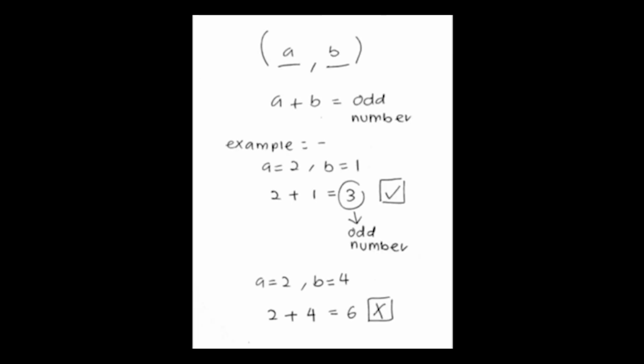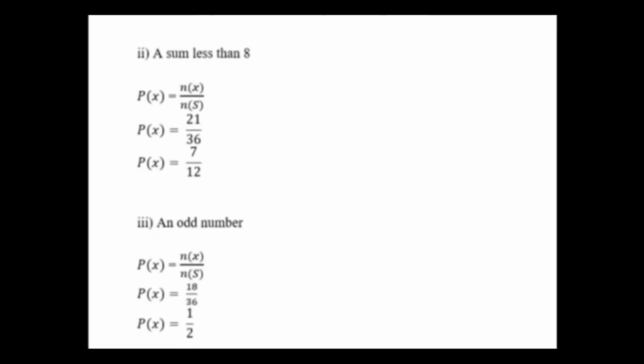B3. An odd sum. An odd sum is when A plus B equals an odd number. For example, A equals 2, B equals 1, so 2 plus 1 equals 3. 3 is an odd number, so this is right. Another example is A equals 2 and B equals 4. 2 plus 4 equals 6. 6 is not an odd number, so it is wrong. Back to the formula, P(X) equals N(X) over N(S). So N(X) equals 18 and N(S) equals 36. So 18 over 36 is 1 over 2. And that will be your final answer.